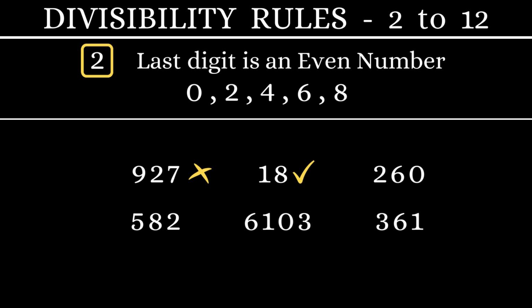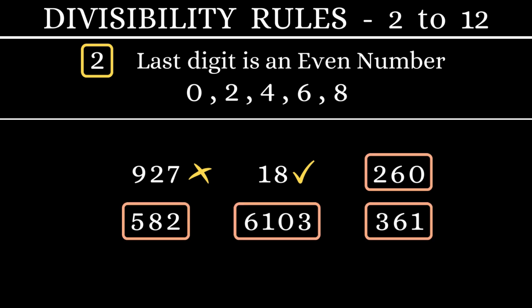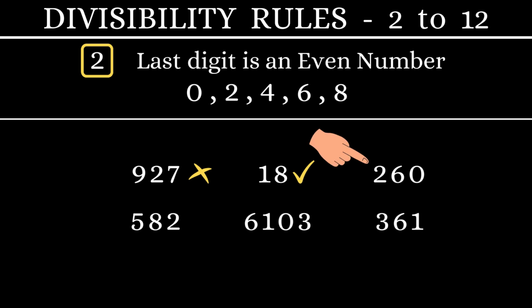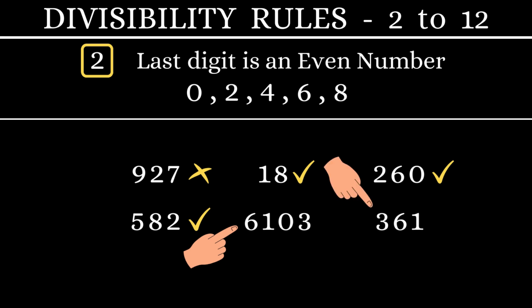Now, pause the video and find out for these numbers. 260 and 582 are divisible by 2. 6,103 and 361 are not divisible by 2.